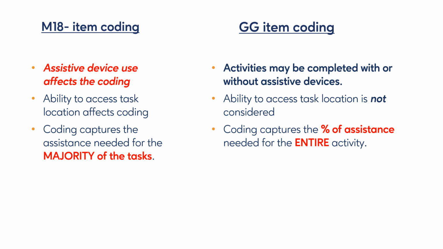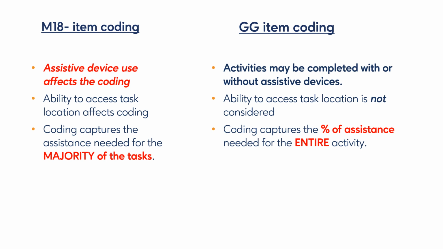And for these GG items, the coding captures the percent of assistance needed for the entire activities. Whereas in the M18s, remember, we're looking at the majority of tasks. So if they were mod assist for the majority of dressing or something, they're going to be scored on that. But the GG items, we're looking at, okay, what percentage of assistance was needed to complete everything for that task?